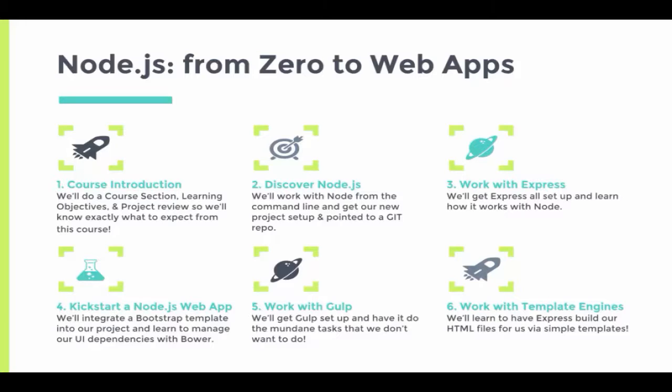The fifth section is Work with Gulp. Gulp is a great tool. We'll get it set up. It'll do a bunch of stuff for us that we don't want to do. It is our own personal little attaché, and it will be great when we have it working for us. The sixth section is Work with Template Engines, where we will have Express build out our HTML files on the fly, and in the process take our data and inject it into our HTML files via a simple templating language and templating framework.